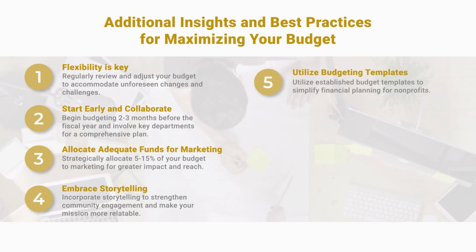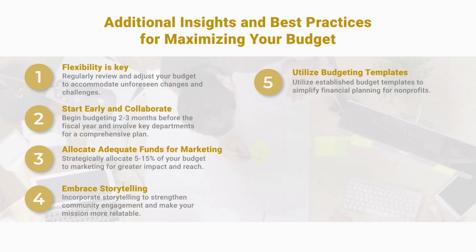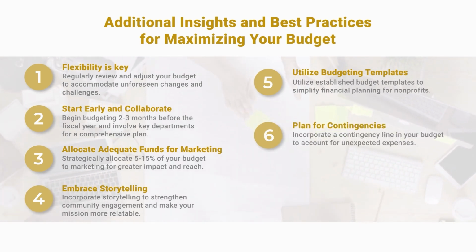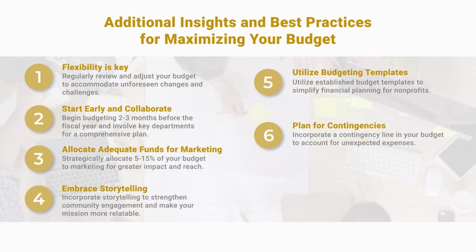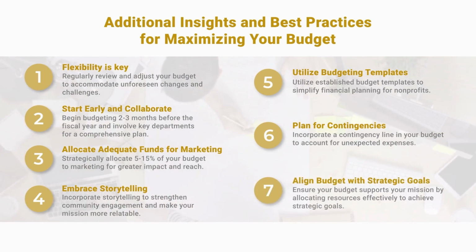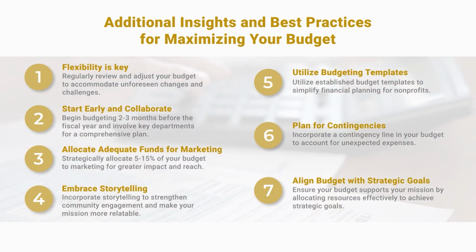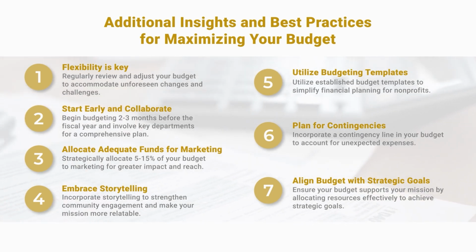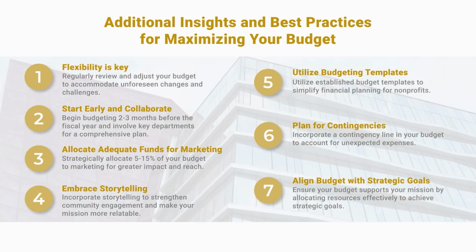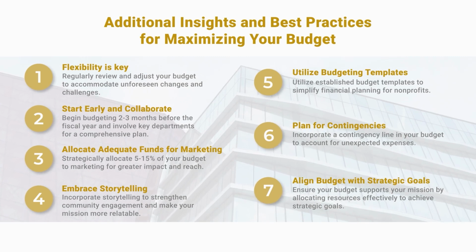Utilize budgeting templates. To streamline the budgeting process, consider using established templates designed for nonprofits. Plan for contingencies. Incorporate a contingency line in your budget to account for unexpected expenses. Align budget with strategic goals. Ensure that your budget reflects your organization's mission and strategic objectives. This alignment guarantees that resources are allocated effectively, supporting initiatives that advance your core goals.